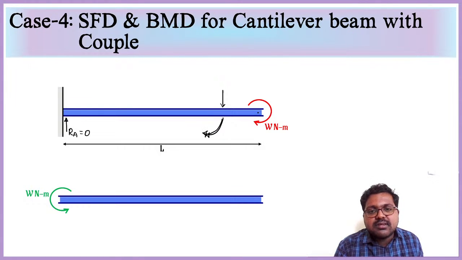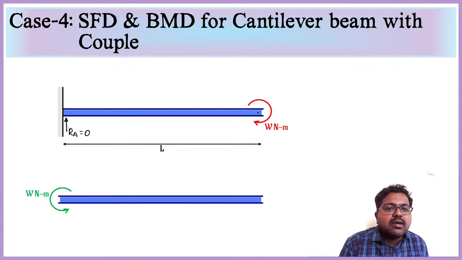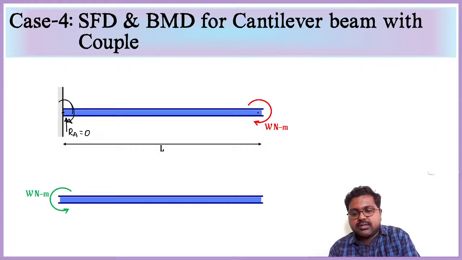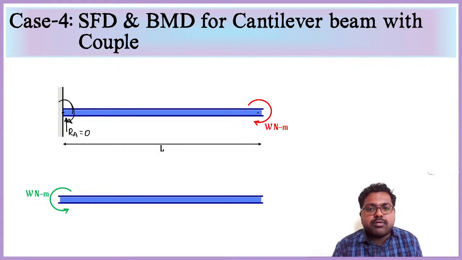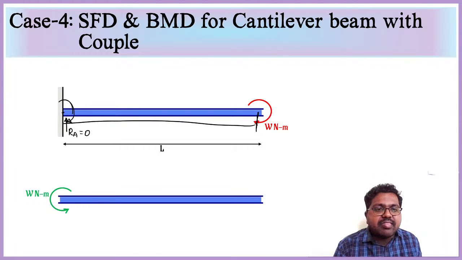But instead of this, what is given? Directly a moment is given here. So this moment is given here, and at A also the moment is acting. So this moment will give a reaction moment in the opposite direction, of the same magnitude, W Newton meter. If a moment is directly acting at this point, no need to find this length again.